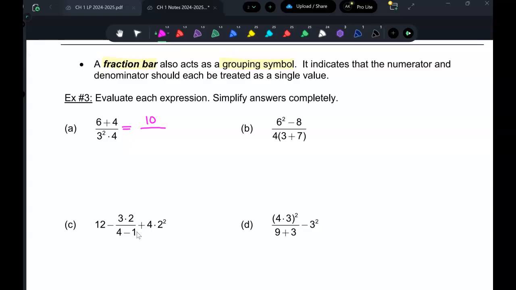9 times 4. 9, 18, 27, 36. So I have 10 over 36, right? I thought it was 37. It's 36. It's got to be even because 4 is an even number.